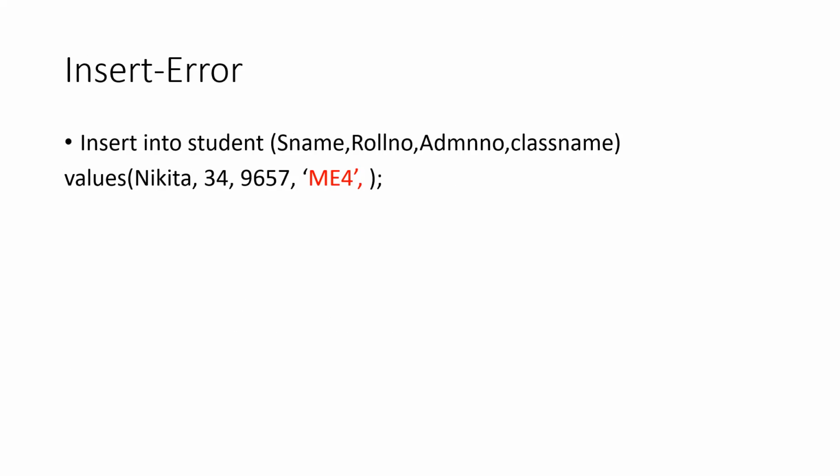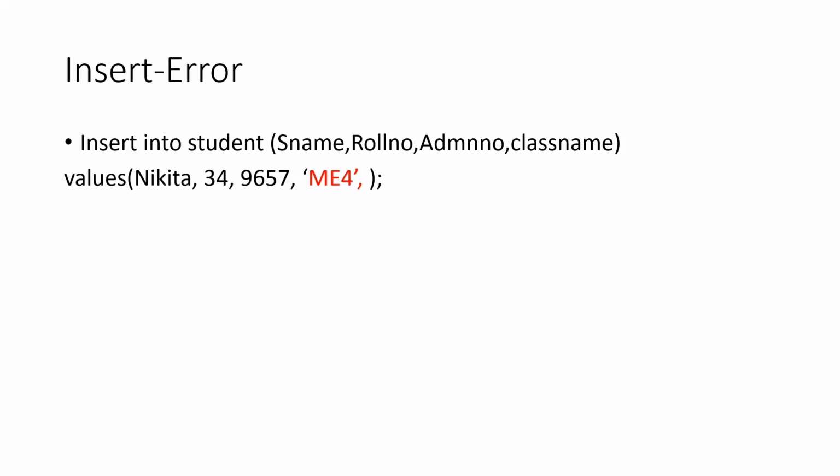This is another example. Insert into student, sname, roll number, admission number, class name, values Nikita, 34, 9657, ME4. Suppose the class name is a foreign key which references the class ID of class. Then when we want to insert a new tuple of Nikita with the class name as ME4, that ME4 should be present in the class table. Otherwise, this insert command will show some errors.